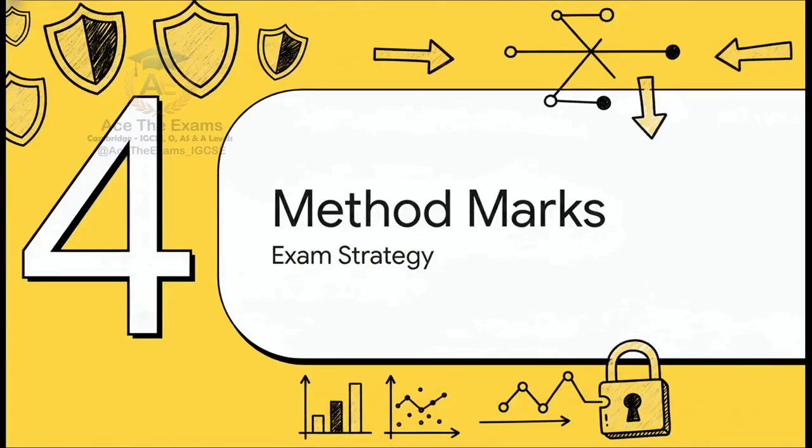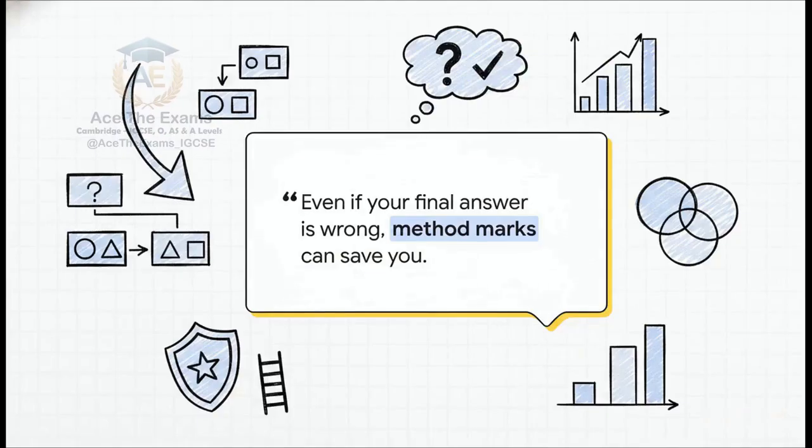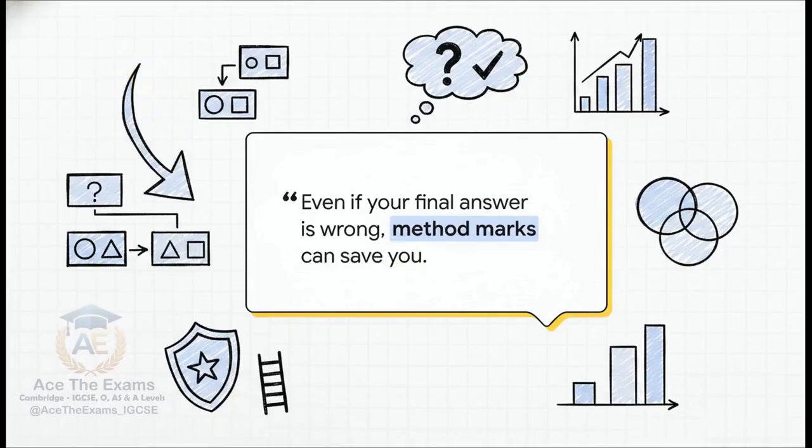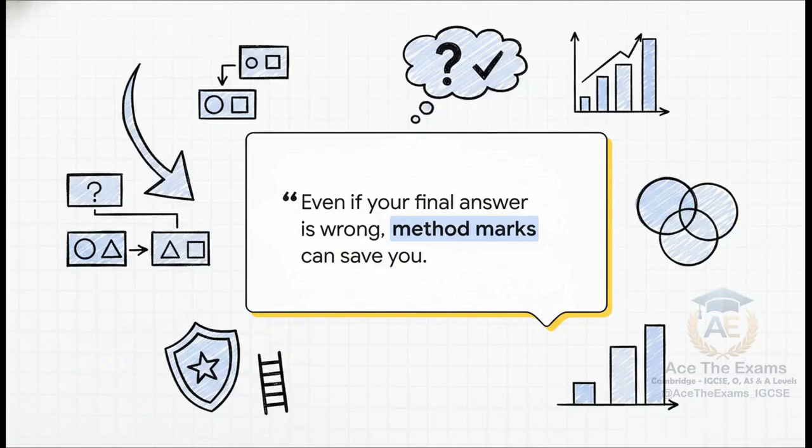Section 4. Securing method marks. We are approaching the final phase of this run, and this is the most critical strategic safeguard in the entire Cambridge syllabus. Read this principal examiner alert carefully. Students lose marks by not showing working. Even if your final answer is wrong, method marks can save you. This is your save state, this is your respawn point.